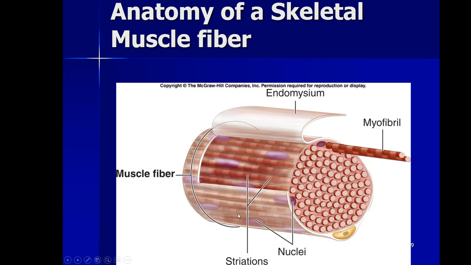Now, you also see the striations, and we'll talk about why that is. And you already knew that skeletal muscle was striated. Then you see a lot of nuclei. Look at all these nuclei. And the nuclei tend to be on the outside of the cell, on the surface. But remember, skeletal muscle is multinucleated, many nuclei per cell.